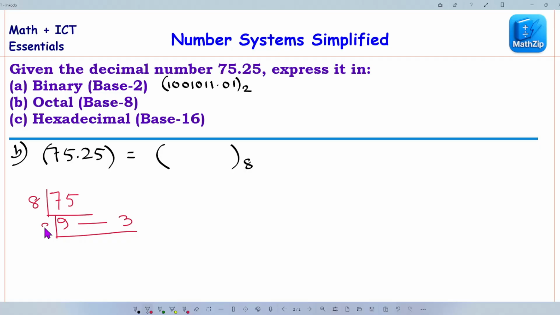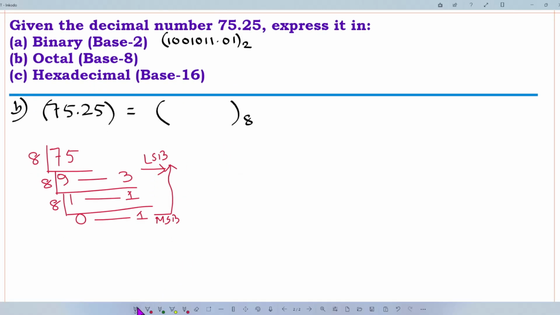Again we can divide by 8. So here is 1, remainder 1. Again we can divide by 8. So here is 0 and remainder 1, right? So this is the MSB and this is the LSB. So we can write 75, this is a decimal number, equals to what? 113, right? It's an octal.